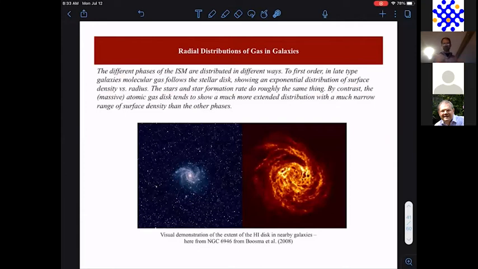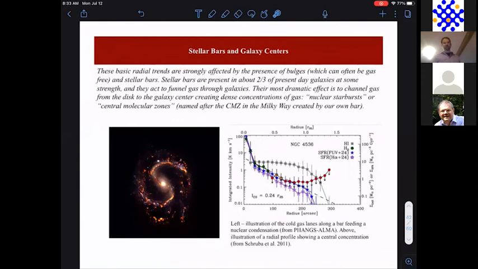This is giving the same text, but just visually showing what we're saying, which is that while the molecular gas, stars, and star formation are concentrated to the inner parts and then show an exponential decay, you can see visually in a classic picture here of the galaxy NGC 1646 that the HI on the same spatial scale just sprawls outward and shows substantially less internal structure. This is a good first order picture.